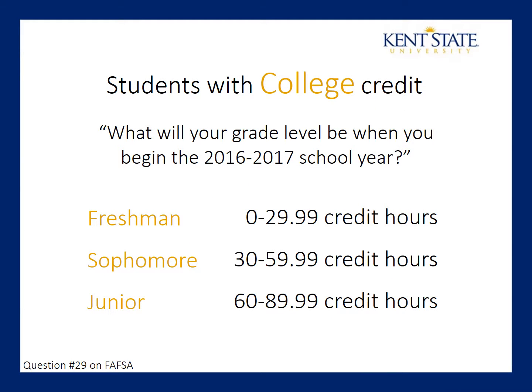Maybe you've earned enough hours to be considered a sophomore or junior. Here is how we define credit hours earned at Kent State. If you've earned 30 hours, but less than 60, then you are considered to be a sophomore. Juniors are those who have earned 60 to 89.99 credit hours. The admissions office is still going to recognize you as an incoming freshman for scholarship purposes. But for financial aid purposes, if you have sophomore level or junior level, it's going to increase your amount to borrow in student loans.